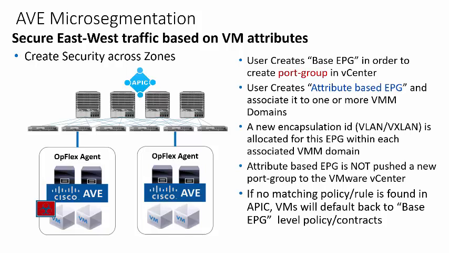So here's where you can do east-west traffic based on VM attributes. You can create security across zones. The user will create a base EPG in order to create a port group in vCenter. The user creates an attribute-based EPG and associates it to one or more VMM domains. And a new encapsulation ID is allocated for this EPG with each associated VMM domain. The attribute-based EPG is not pushed as a new port group to vCenter. If no matching policy rule is found in the APIC, the VMs will default back to base EPG level policy constructs.